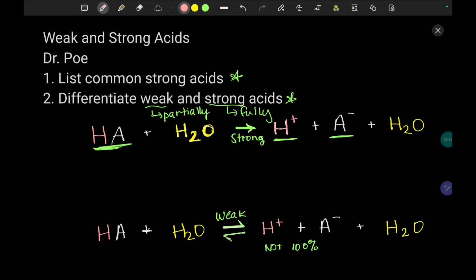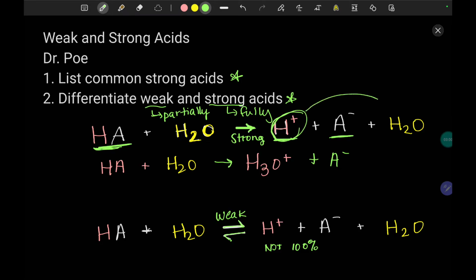But that's not how we write them in class. How we write them in class would be HA plus H2O yields H3O+ and A-. And that's because what we're doing is combining this H+ with this H2O, because water's able to pick it up. Water's got a neutral pH. It can act as either an acid or a base, a weak one at that. So that's what's going on there.